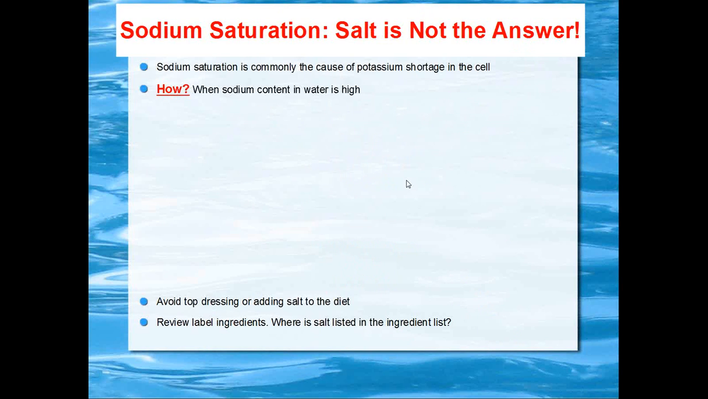And where salt is not the answer as an electrolyte, sodium saturation, and I just want to let you know we're just about done, sodium saturation is commonly the cause of a potassium shortage. So how does this happen? When sodium content in your water is high. Actually, believe it or not, there are some areas of the country where sodium levels are high in water.